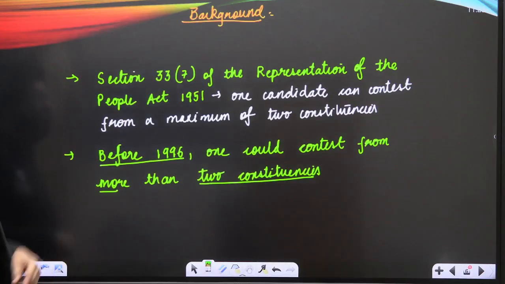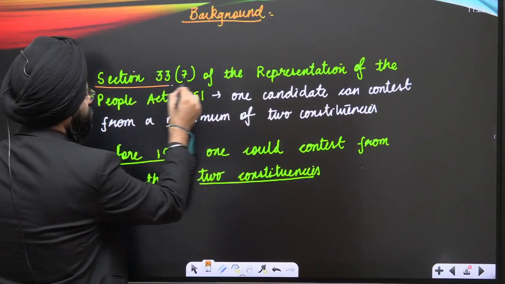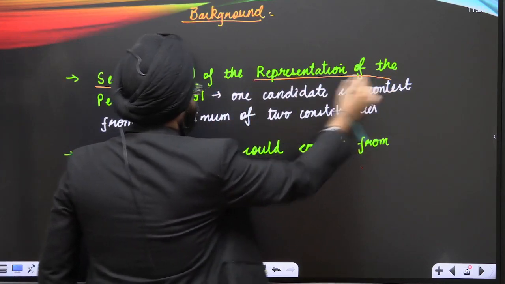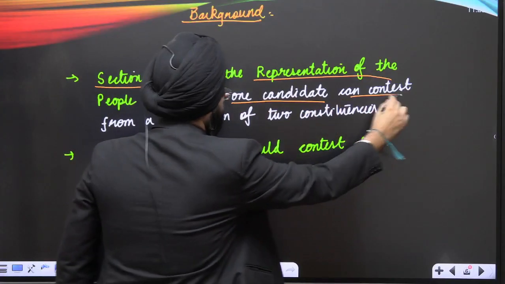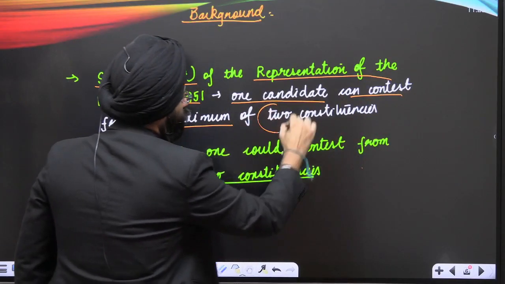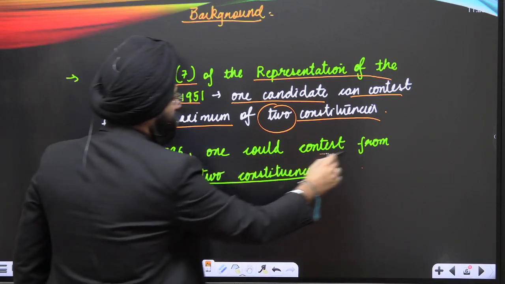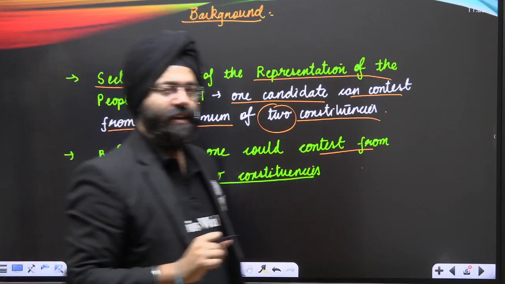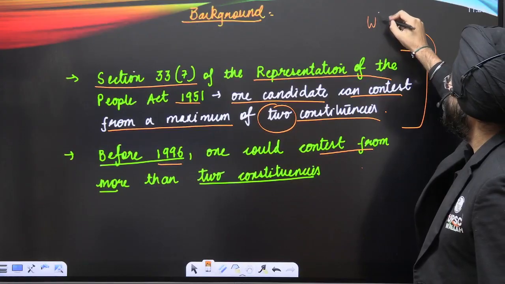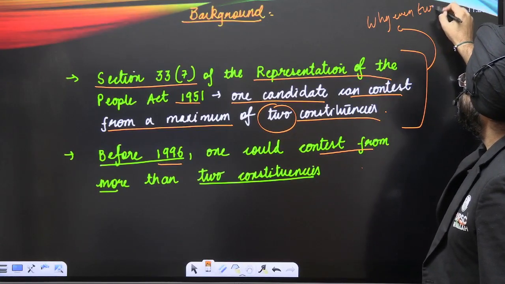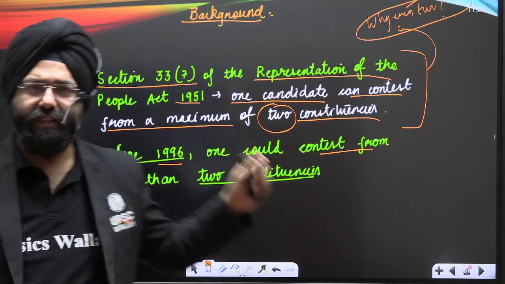Let's begin with the background. The aspect you need to analyze is Section 33(7) of the Representation of the People Act, 1951, which says that one candidate can contest from a maximum of 2 constituencies. This is post 1996. Before 1996, one candidate could contest even more than 2 constituencies. Even the current situation is problematic: why 2? Why even 2? This is the problem or discussion we have taken in today's analysis from the editorial.